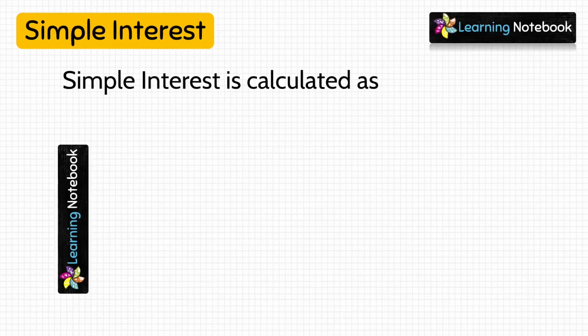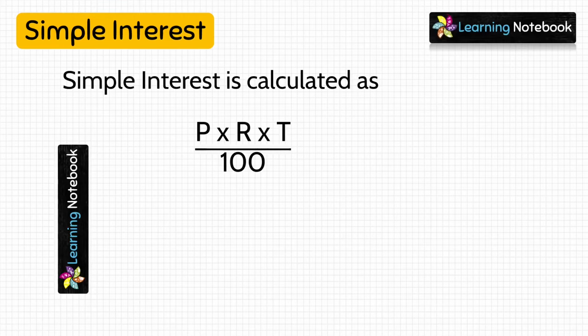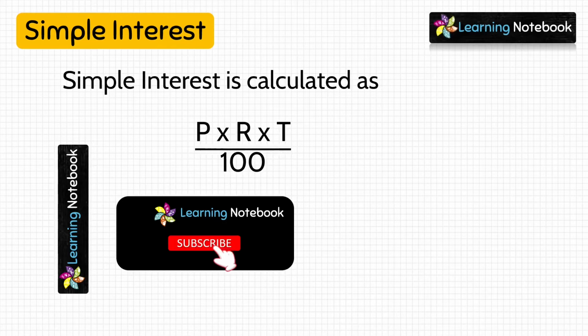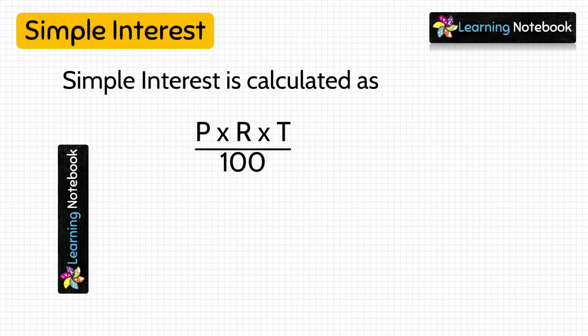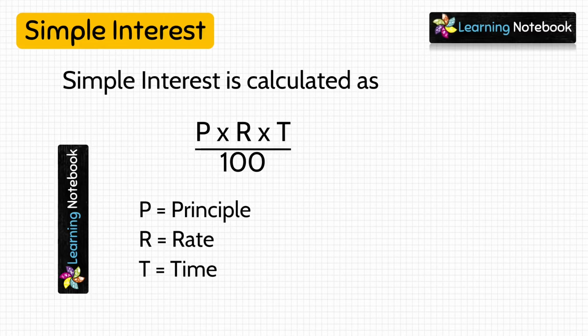And how is simple interest calculated? It is calculated as P multiplied by R multiplied by T divided by 100, where P is principal, R is rate of interest and T is time.